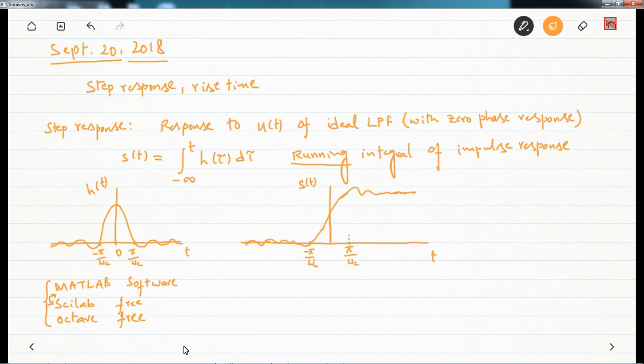It will be something like this. If you see it, there will be an overshoot here. There will be an overshoot here. There will be an undershoot here. And the main point to say is that the impulse response has got its main lobe. In a sinc function, we call this the main lobe, right?